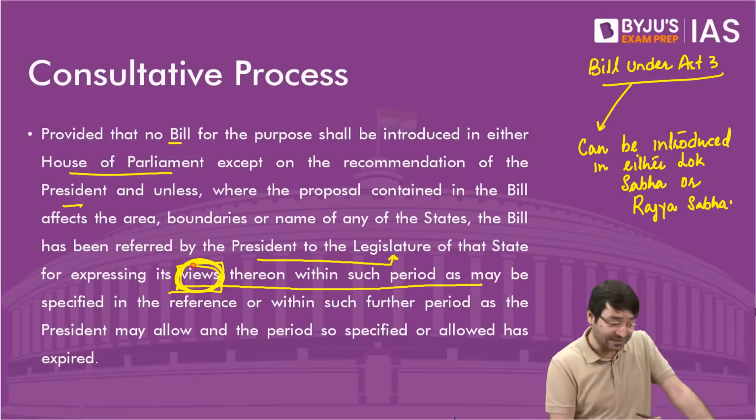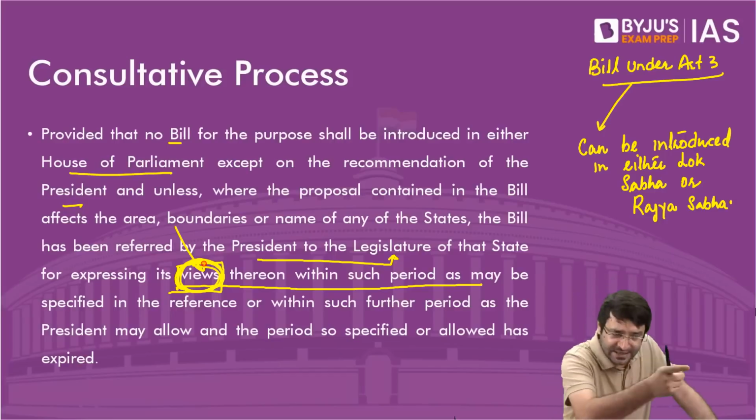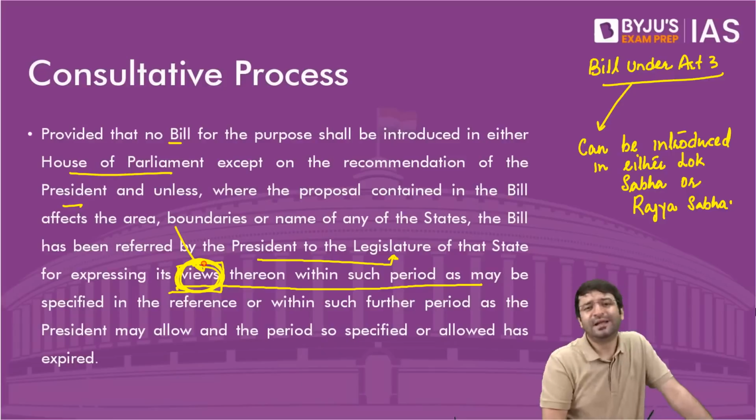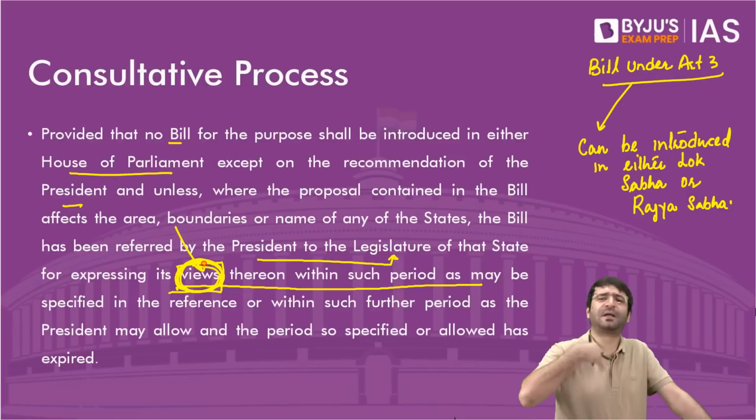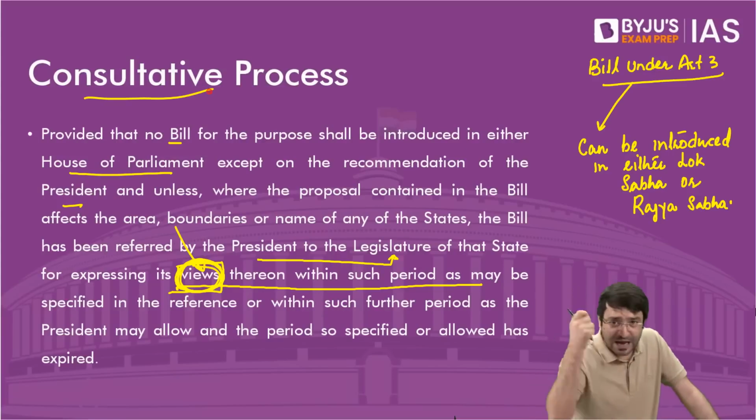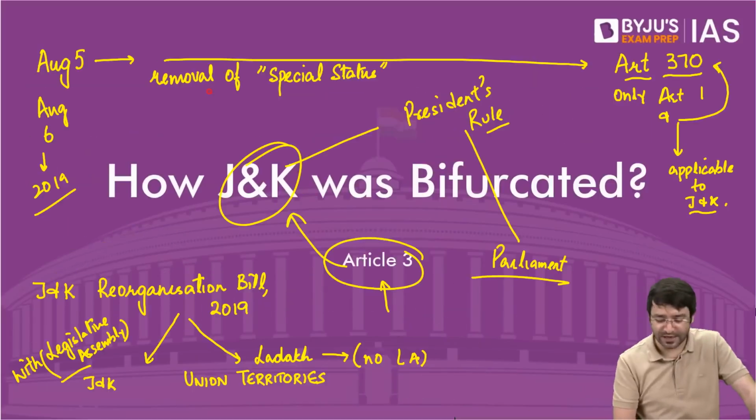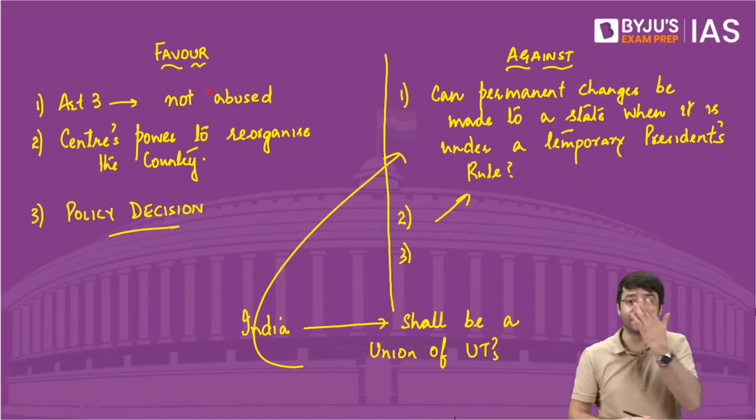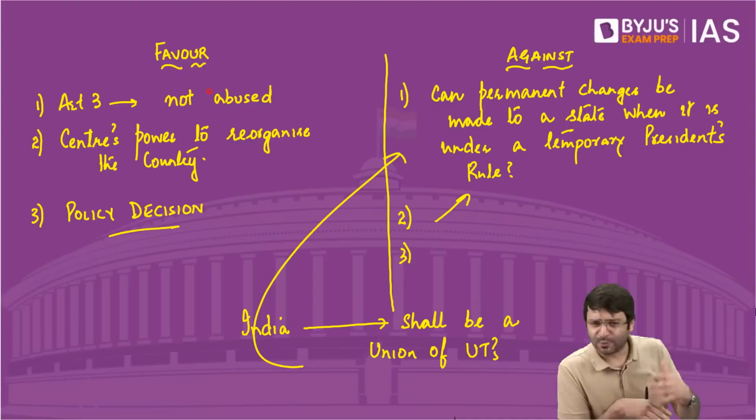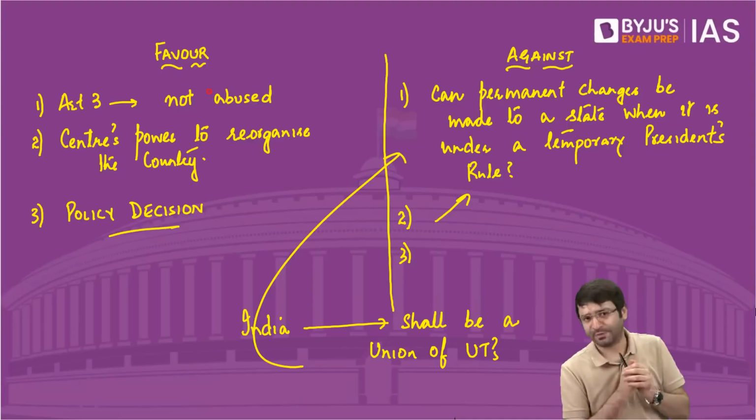Which basically means it is mandatory for that state legislature to give its view. Whether that view is acceptable to the president or not, that is besides the point. But this consultative process has to be followed. The views have to be sought. That is argument number 3 against the Jammu and Kashmir Reorganization Act. But once the judgment is given by the court, we will have an elaborate discussion on that judgment.